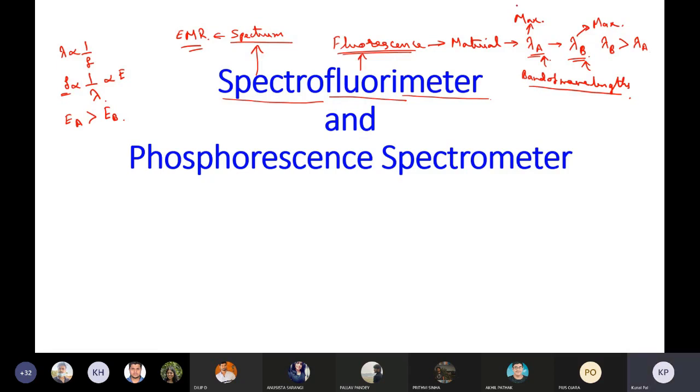Now what is happening? Basically, if you consider this material, some light is falling on it with an energy A, and it is absorbing some energy over here, and it is radiating another type of radiation which has energy B, and this energy B is lower as compared to the energy A.